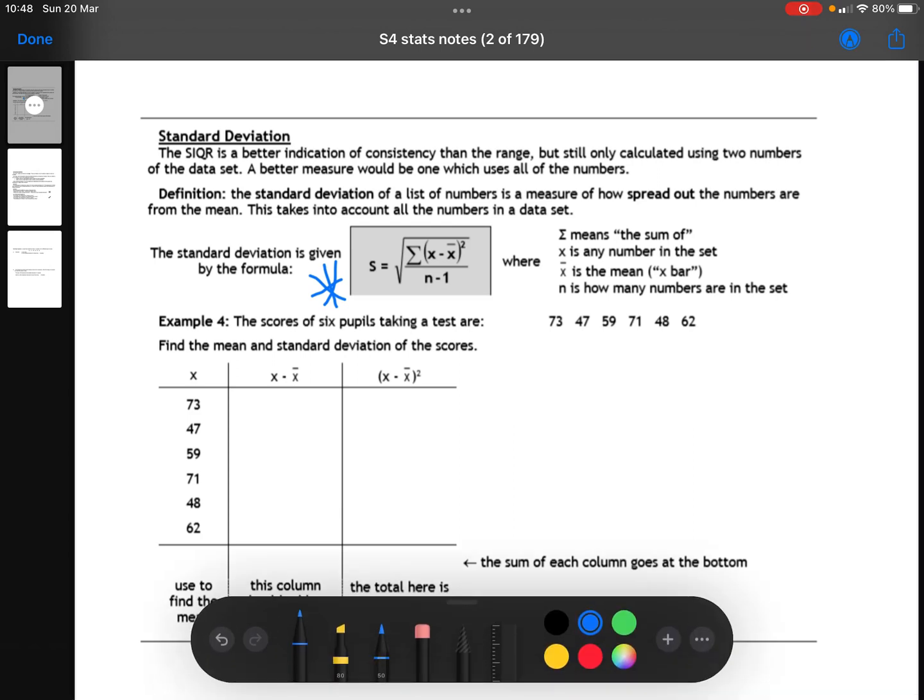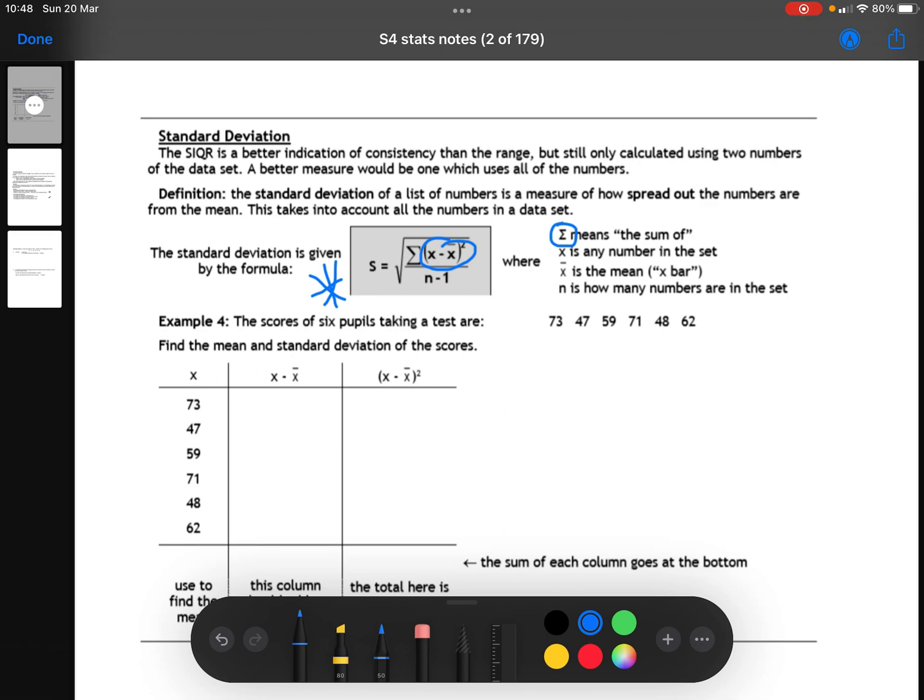Now a few bits of vocab, or symbol meaning I suppose. The symbol that I've circled there is the sum of, so that is a sigma notation, and it means the sum of everything that comes afterwards. So in the formula we have this section in brackets, which is x minus x bar, that's known as all squared. So once we have found various values that fit those conditions, we are then going to have to add them together, and that is how the table is going to come in really handy for us.